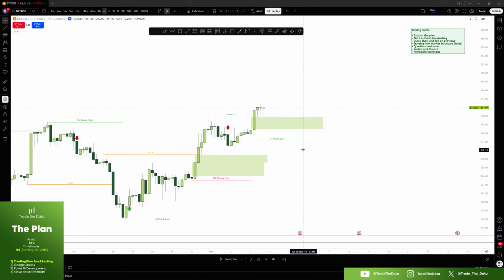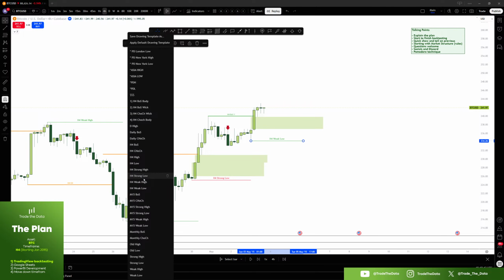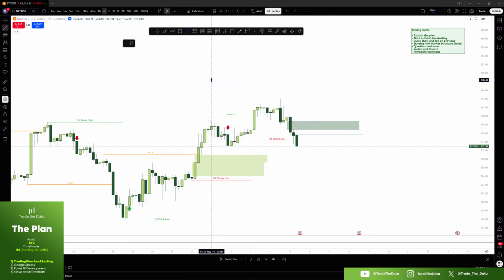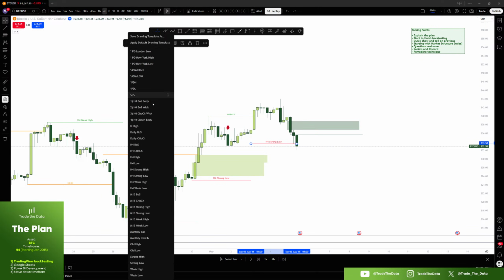So H4 week, strong. Strong low. I'm expecting, I know, we're waiting for one more low to come in. Body break. And it broke, so I didn't get the chance. So we're back to a chock. Let's bring that down there.